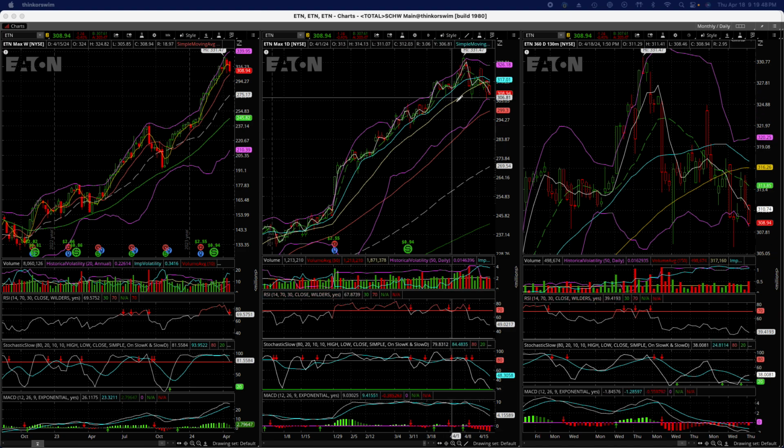Once again, sitting just below this 20-day moving average. The 50 has been coming up to meet the stock. This hasn't been selling off down to the 50-day moving average.